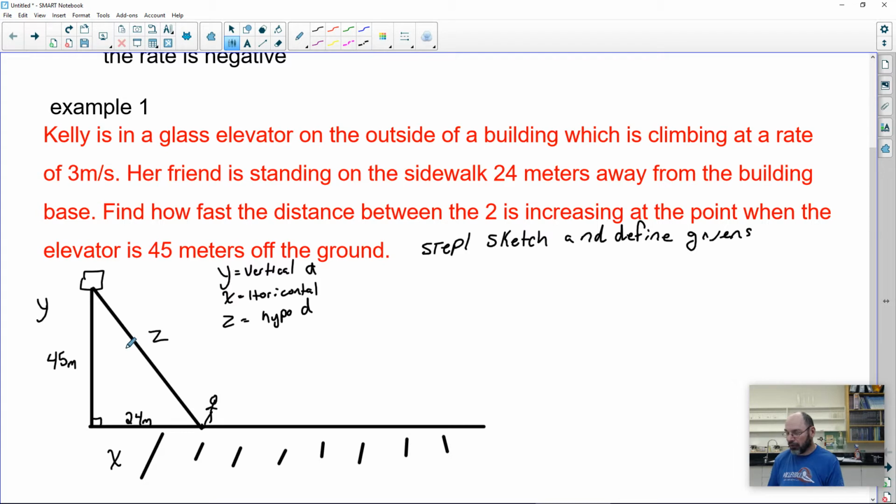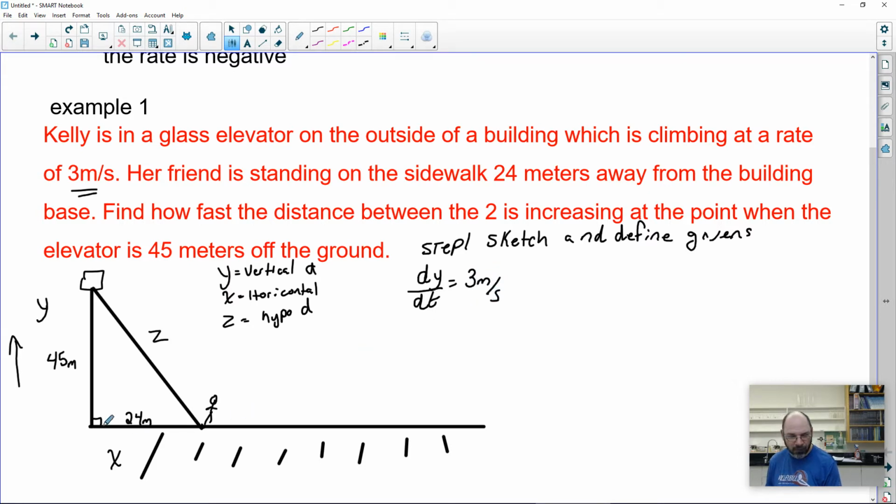Now it's telling you how fast is the distance between the two increasing. So we know first of all that Kelly is going up. The elevator is going up at a rate of 3 meters a second. So we'll call that dy/dt equals 3 meters a second.